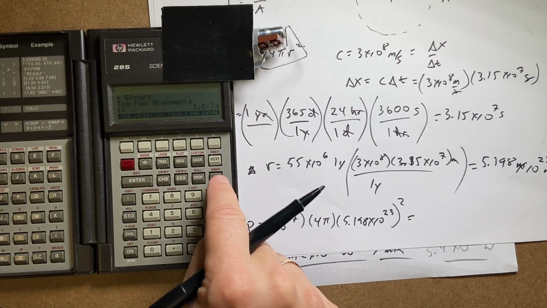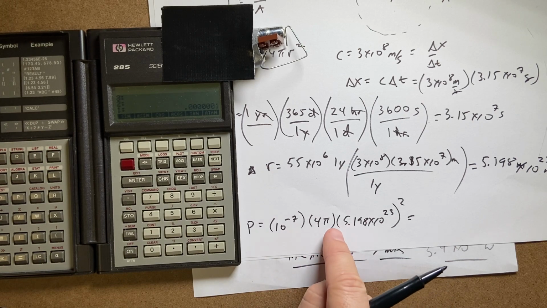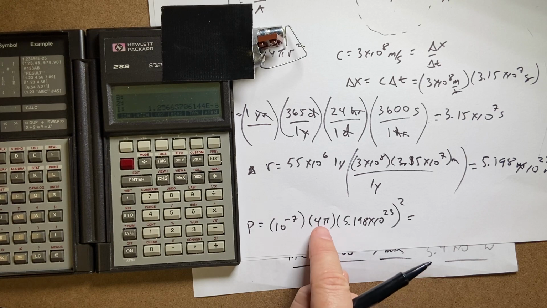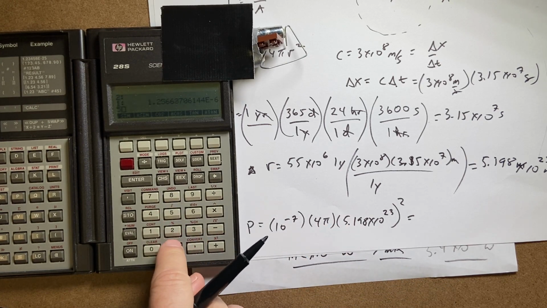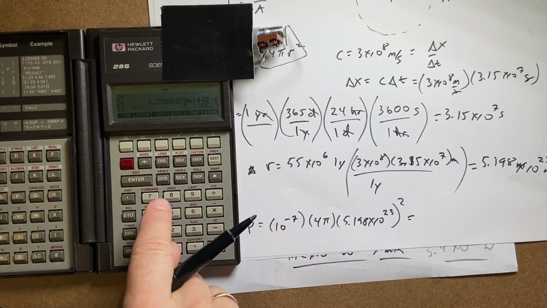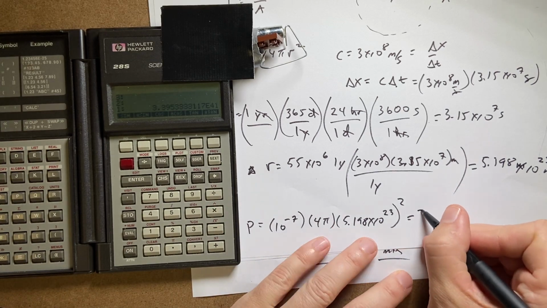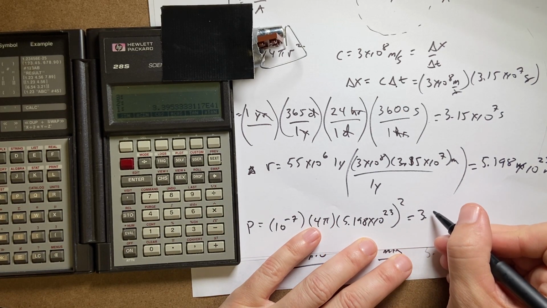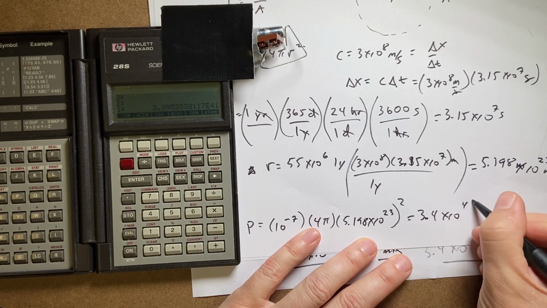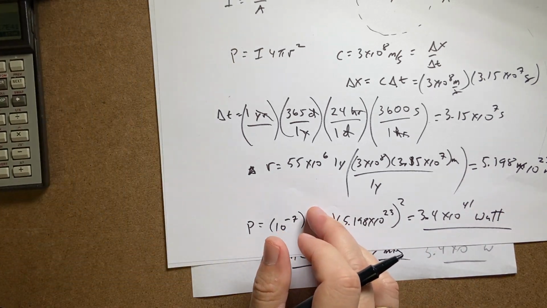Okay, 1 exponent 7, enter. And then I'm going to multiply by 4, multiply by pi, turn that into a number. And then I'm going to take this number, 5.198 times 10 to the 23rd, enter, and then I need to square that. Now I can multiply it together, and I get 3.4 times 10 to the 41 watts, which is a lot of power. That's why it's called a supernova.